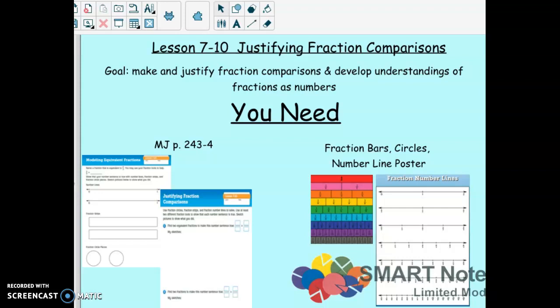Today you will need Math Journal page 243 and page 244. You will also need your fraction bar pieces, the fraction circle pieces you can access on ConnectEd, and the fraction number line poster. You should already have some of these printed from last week, and you can use those or print a new one.